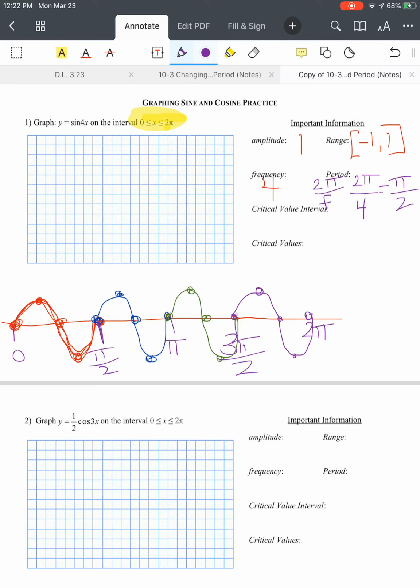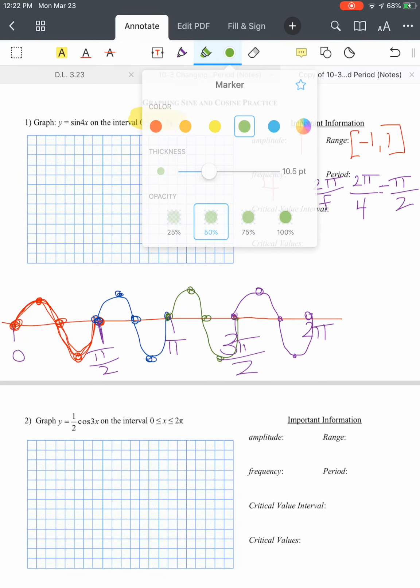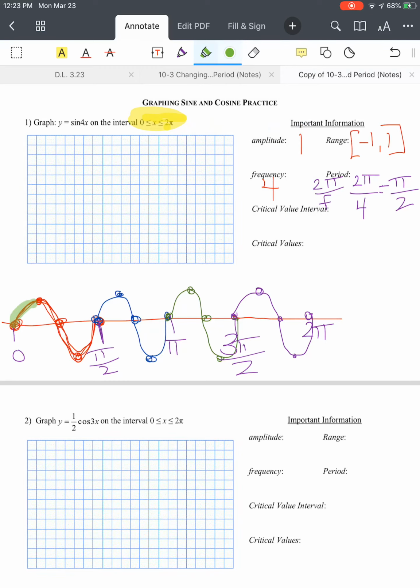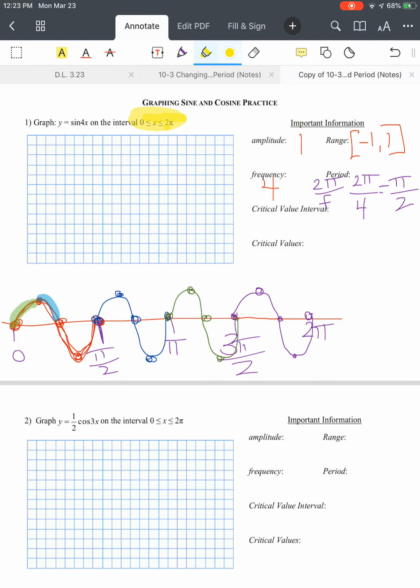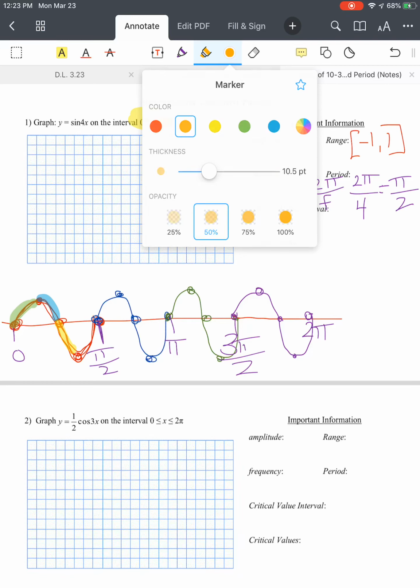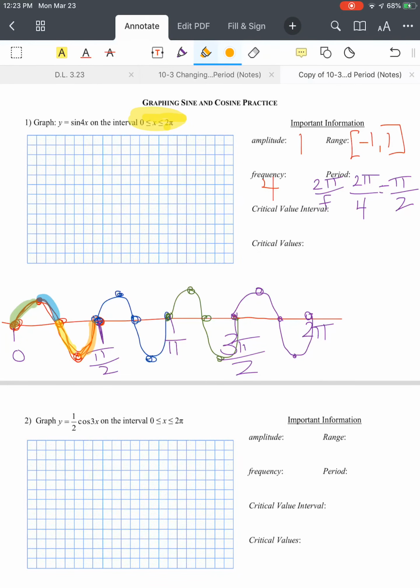Okay, we like to find these critical values or these critical intervals because I want you to think about if we're looking at one cycle of sine, I can really break it up into 4 sections. I'm highlighting them all different colors just so you can see it. So there's the 4 sections that I'm breaking up each sine curve, and cosine gets broken up into 4 sections too. That's why the formula for the critical interval is period over 4.